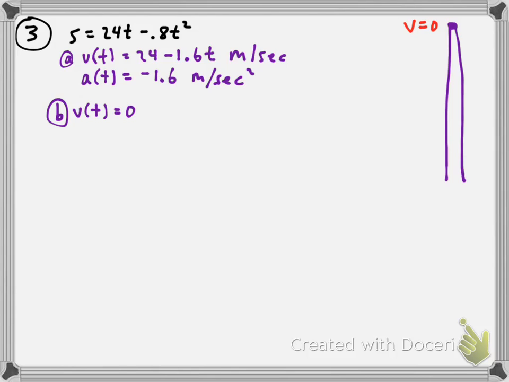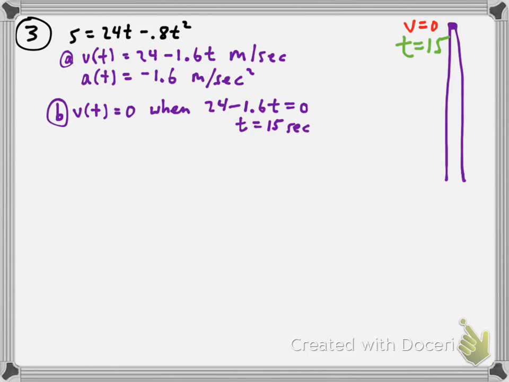So the velocity is equal to 0 when the velocity function 24 minus 1.6t is equal to 0. I'll let you solve that one on your own as far as doing the steps, but we see that 1.6t equals 24 at t equals 15 seconds. So at the 15-second mark, we'll keep labeling our diagram here, that's when t equals 15.